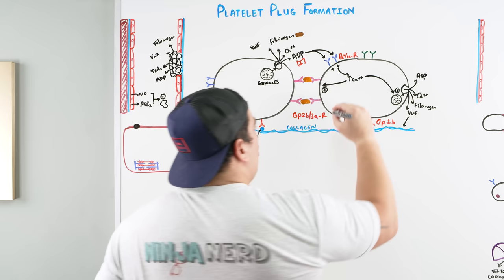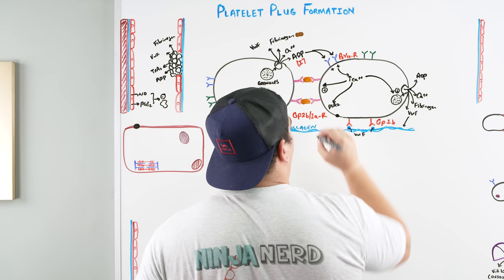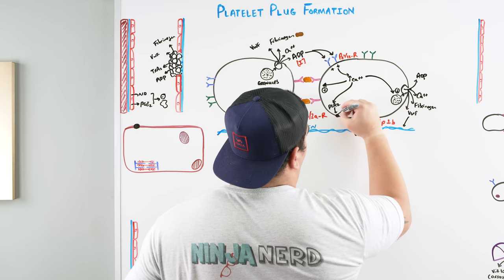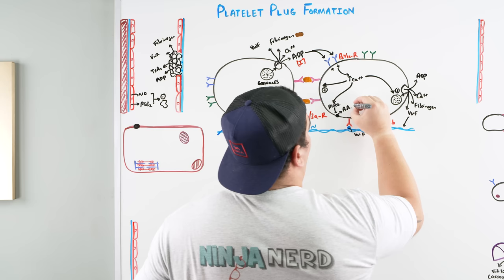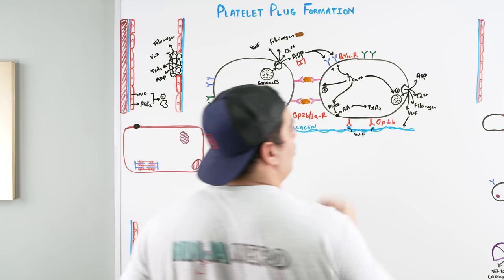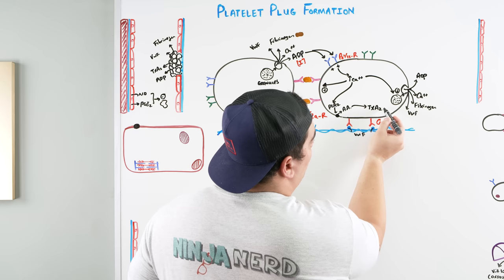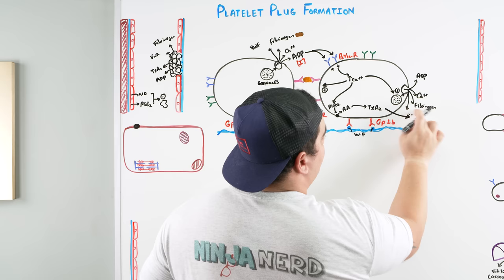But what happens is you have a special enzyme here that becomes activated by calcium. This is called phospholipase A2. What phospholipase A2 will do is break down the phospholipids in the actual cell membrane and make something called arachidonic acid. And then arachidonic acid will get broken down into something called thromboxane A2. Now, thromboxane A2, which is a really cool molecule, can actually get released out of this particular platelet.